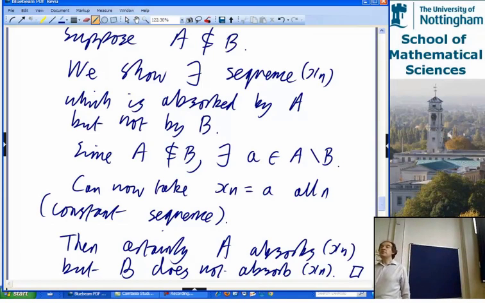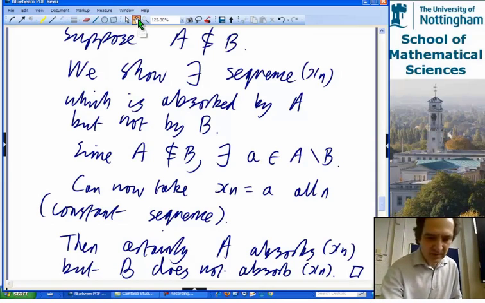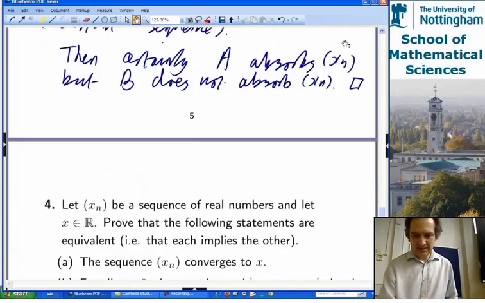We've proved that if A is not a subset of B, then there's at least one sequence absorbed by A that isn't absorbed by B. That's the contrapositive of what we wanted. So that shows that if every sequence absorbed by A is absorbed by B, then A has to be a subset of B. And so we finished.